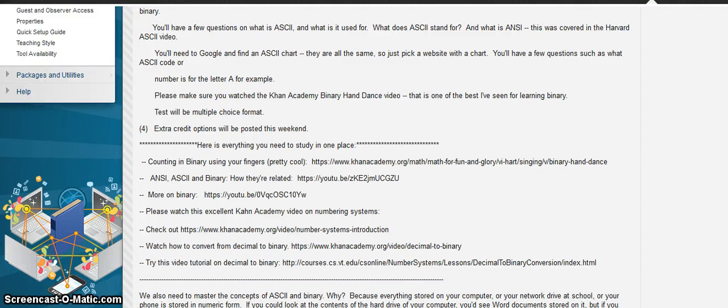I wanted to take a little bit of time to cover some of the concepts that will be on the test that covers ANSI, ASCII, and binary.